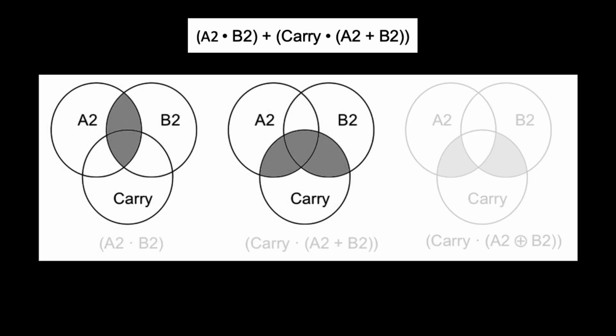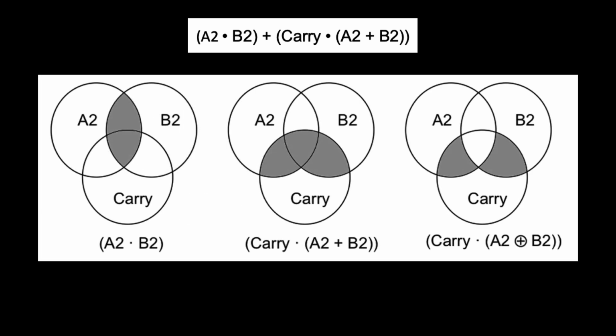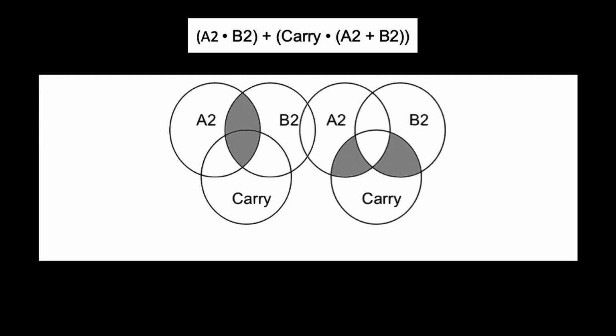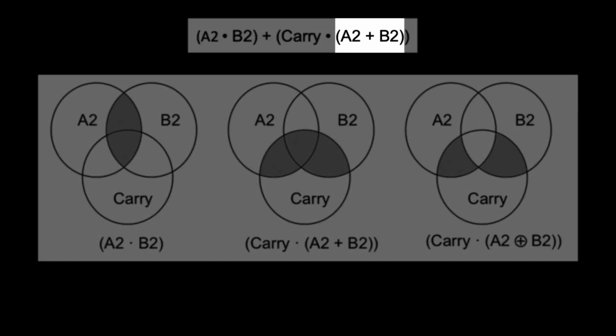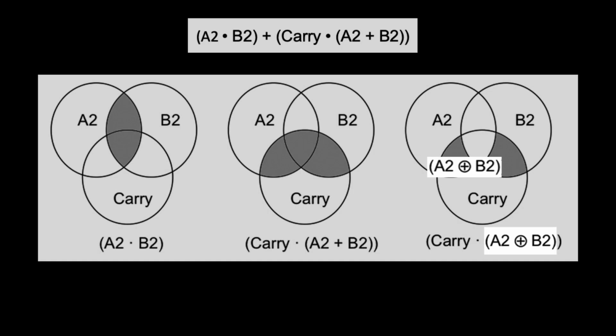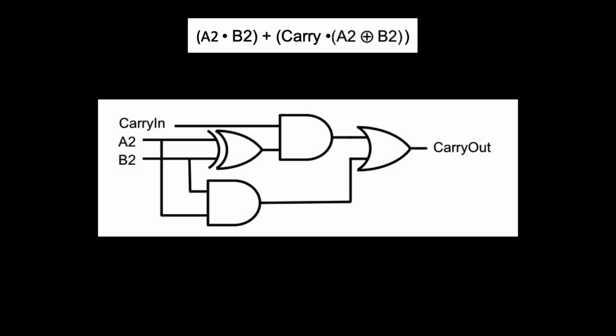Now, imagine ORing the left diagram with the center diagram, which basically means that we would overlay the diagrams. Notice that this result is the same result we get when we OR the left diagram with the right diagram. So in this case, we can replace A2 or B2 with A2 exclusive or B2 and get the same result. Since we already have to calculate A2 exclusive or B2, we can just use that result instead of creating additional circuitry. We can reduce this resulting expression to a schematic that looks like this.